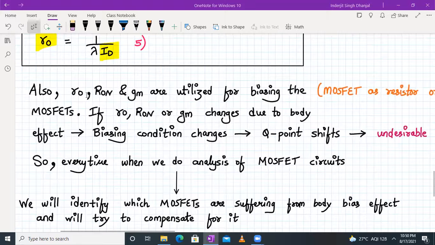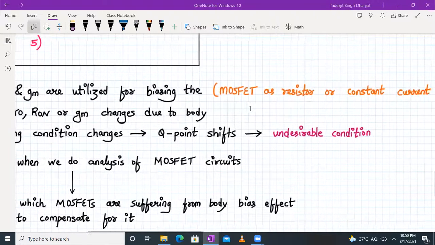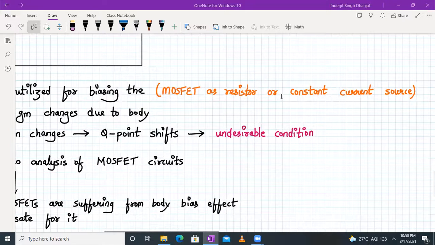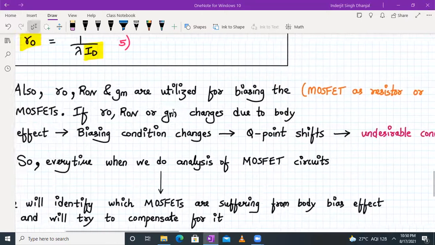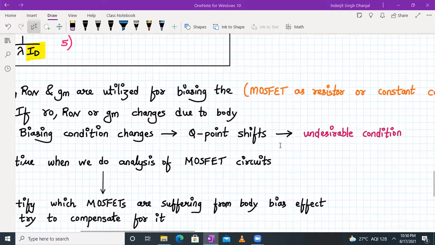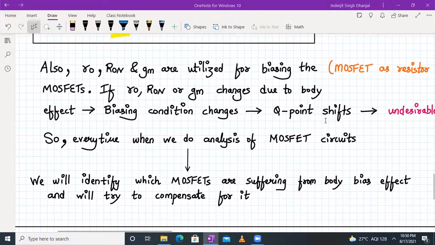RON, RO and GM are utilized for biasing the MOSFET. Why? Because in integrated circuits, in analog integrated circuits, MOSFETs are used as resistors or constant current sources. So we bias them using the MOSFETs, right? So if the RON and GM values change due to body effect, the biasing conditions of these MOSFETs might change. Hence, we can say that the Q point can shift, and Q point shifting is an undesirable condition. The MOSFET might not operate in the proper region of operation.